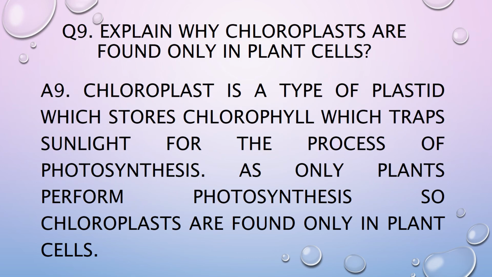Question number 9 is explain why chloroplasts are found only in plant cell. Chloroplast is a type of plastid which stores chlorophyll which traps sunlight for the process of photosynthesis. Photosynthesis means plants make their own food. As only plants perform photosynthesis, so chloroplasts are found only in plant cells. Animals do not carry out the photosynthesis process, they do not make their own food, so chloroplast is not found inside animals.